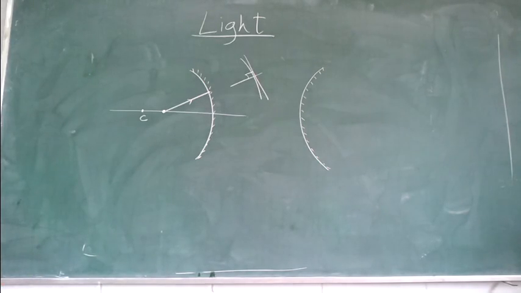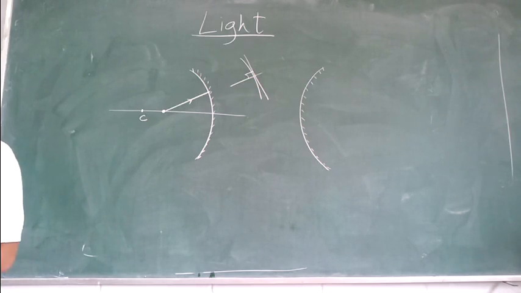So one thing you have to keep in mind always, the normal is the radius of the spherical mirror. All the radii of the spherical mirror are the normals. Wherever you have to create a normal, you don't have to measure a 90 degree in this case. Straight away join the center of curvature to that point in question and you'll get a 90 degree. Why? Because radius is always perpendicular to the tangent at the peripheral point.